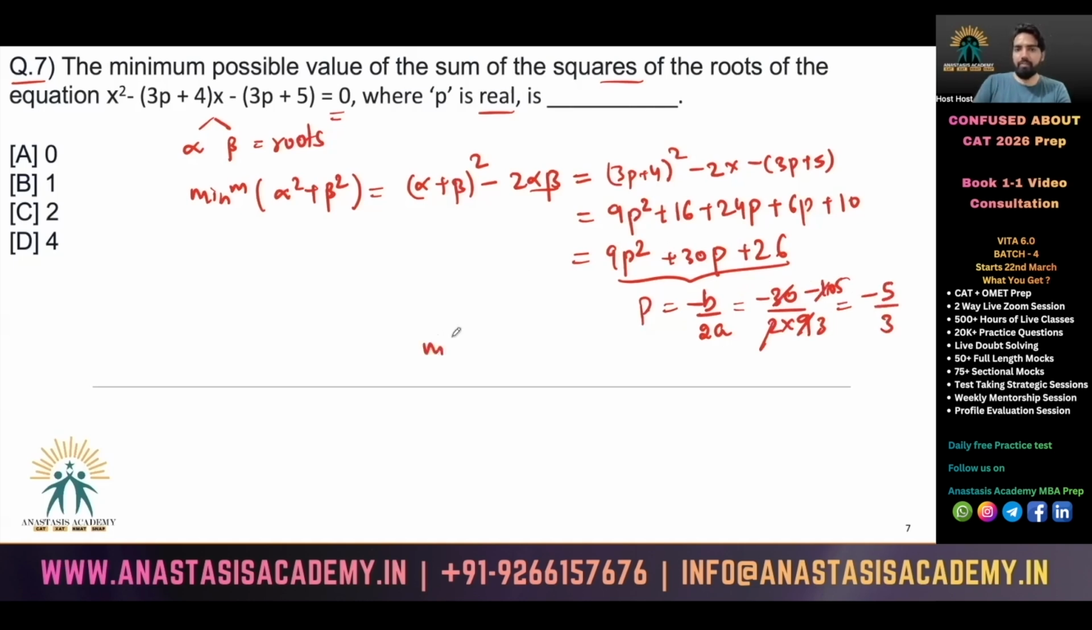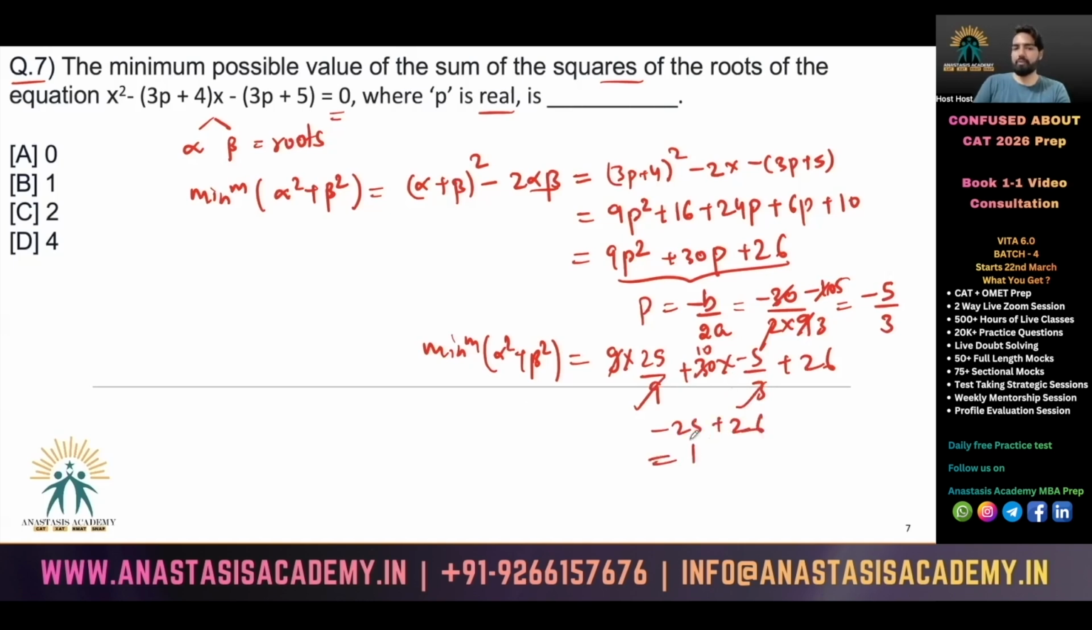So the minimum of alpha square plus beta square would be how much? 9 into p square, that is 25 upon 9, plus 30 into minus 5 by 3, plus 26. So it becomes 25, it becomes minus 50, that is minus 25 plus 26. So this minimum value becomes 1, and the correct answer to this question is option B.